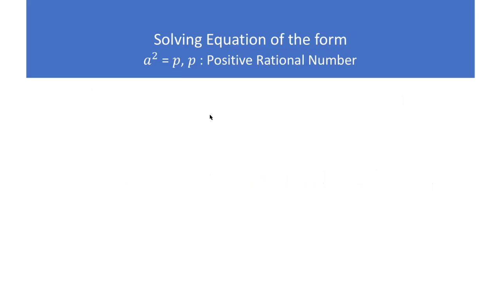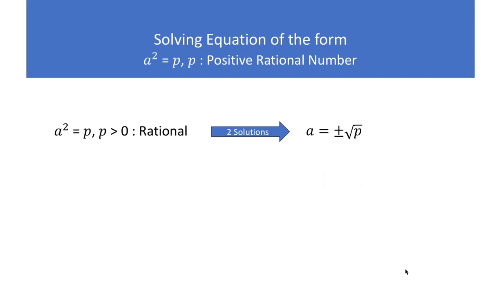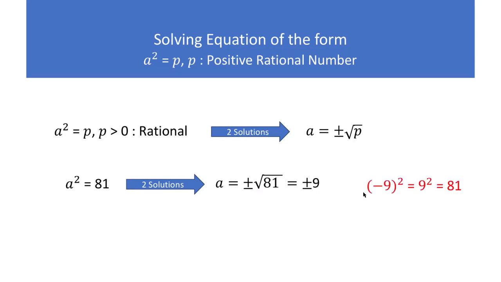Now, solving equations of the form a squared is equal to p, where p is a positive rational number. There are two solutions: a is equal to plus or minus the square root of p. Example, a squared is equal to 81. Two solutions. a is equal to plus or minus the square root of 81, that's plus or minus 9. If you take minus 9, square it, or take 9 squared, you get 81.